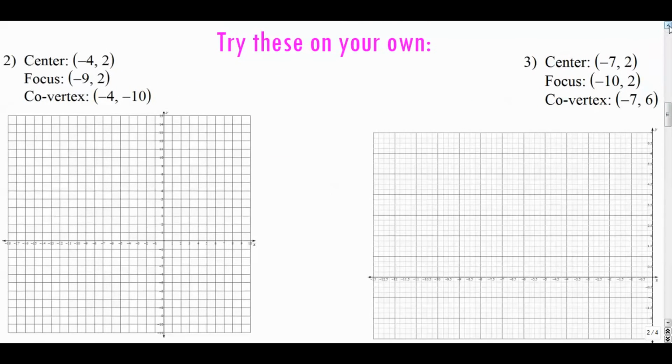Now, it's usually good practice once you learn a skill to practice it on your own. Try these on your own. What I want you to do is, just like in the first example, see if you can graph these 3 points in each problem. See if you can figure out the other focus, the other co-vertex, figure out little a, and see if you can start filling in some of these blanks. So pause it now and try both of these. And when you're ready, just press play and I'll work on the problems for you.